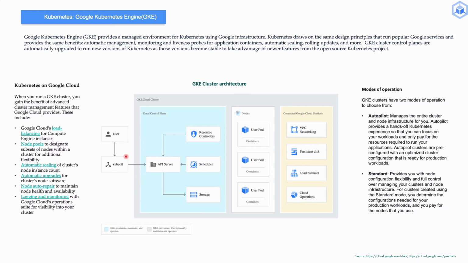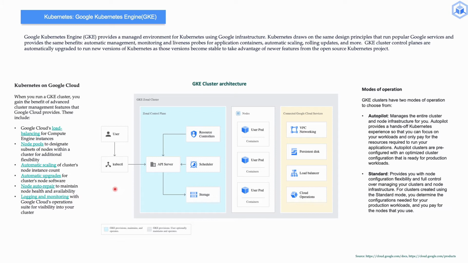And it's everything that Google has in terms of networking, load balancing, operations, all of that is by default available with native integration to the entire cluster. So in terms of VPC networking, persistent disk, load balancer, and the Cloud Operations. So if I have to summarize it, you understand the benefits of Kubernetes.